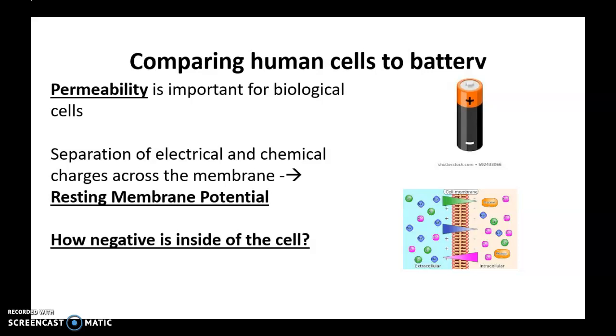We also mentioned how negative the inside of a cell is. It actually depends on which cells we are looking at. Neurons usually measure minus 70 resting membrane potential, whereas muscle cells are even more negative.